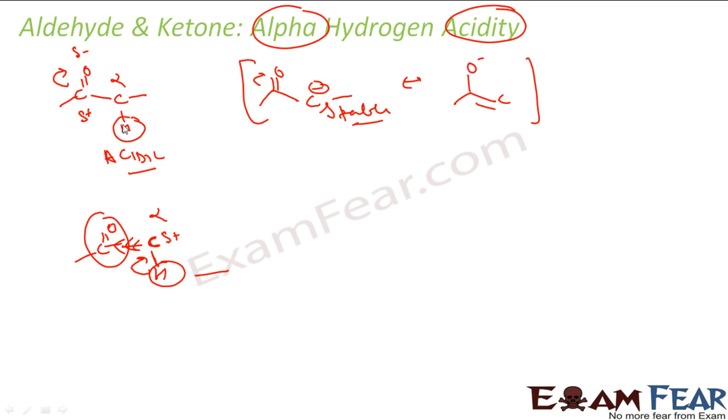So because of two effects, one is the resonance effect, and this is the I effect of the electron withdrawing group, that is the carbonyl group, this alpha hydrogen or alpha carbon can easily leave its hydrogen, and that's why the alpha hydrogen is acidic in nature.